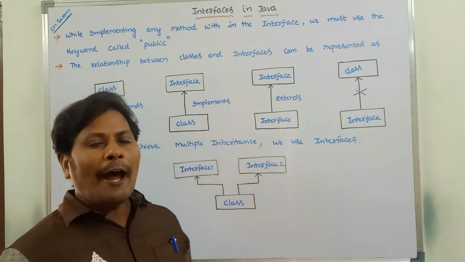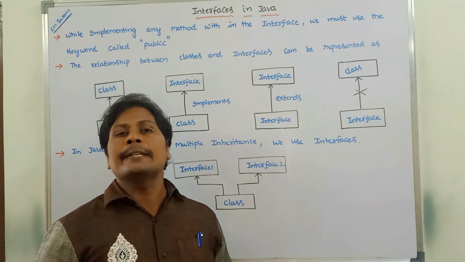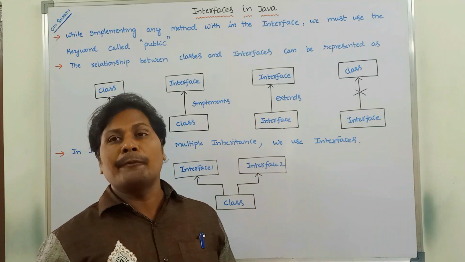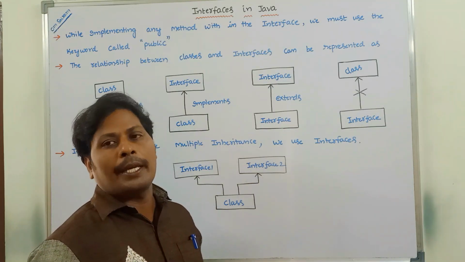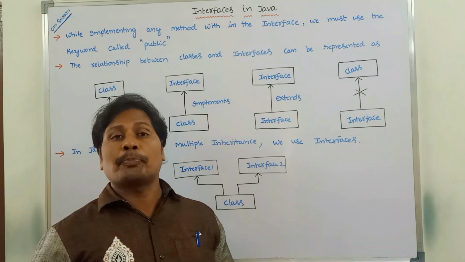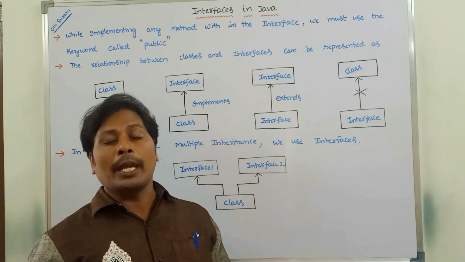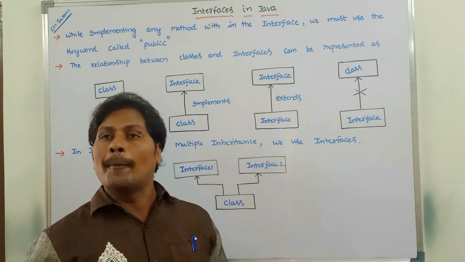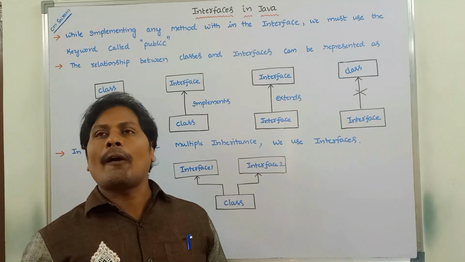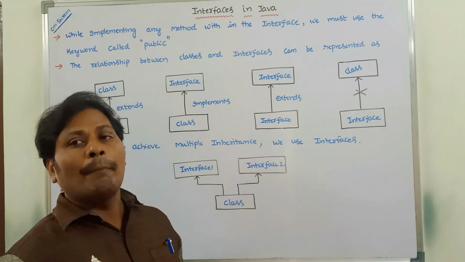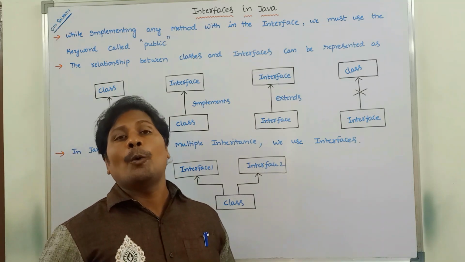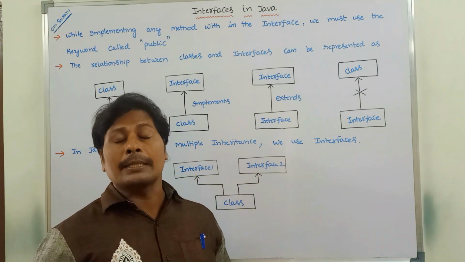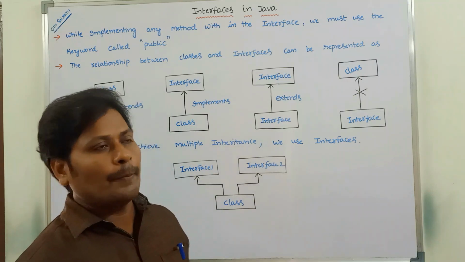Next point is, while implementing any method of the interface, we have to use a keyword called public. Whatever methods are present within the interface, to implement those methods we have to use the public keyword and the implements keyword. By using these two keywords, we are providing the implementation details for the methods that are present within the interface.